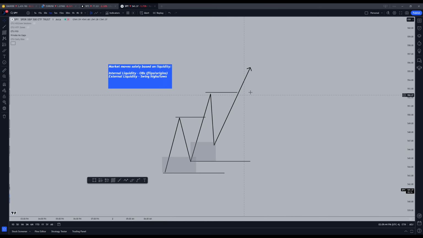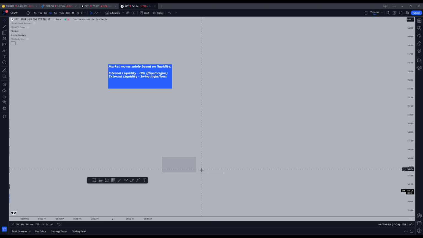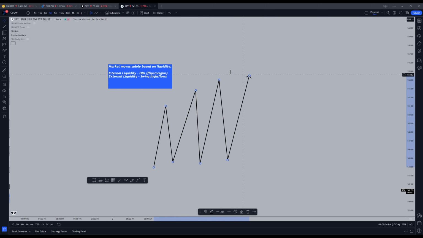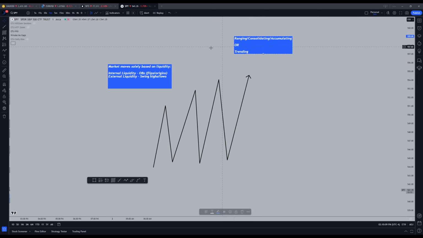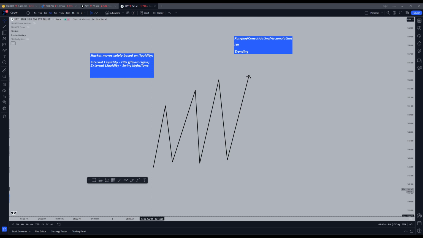Now, what makes it different is if we're in a range. That's when it differs. If we're in a range, remember, you guys should know that market conditions, we mainly have two market conditions. The market is either ranging, consolidating, or accumulating. These all mean the same thing. Or it is trending. Those are the only two main overall market conditions that we will have, right?